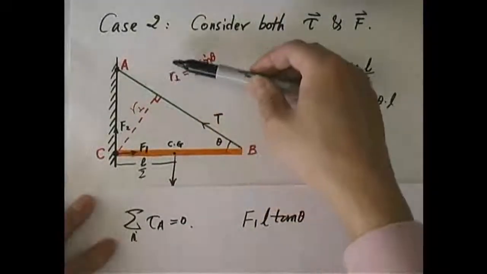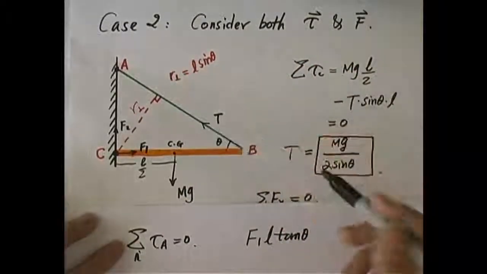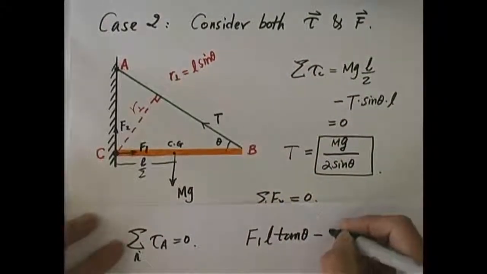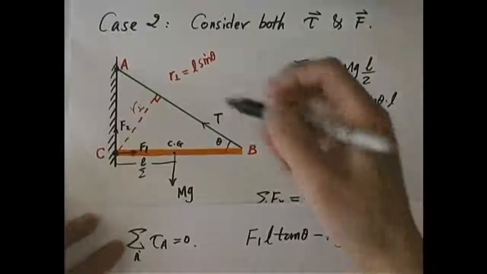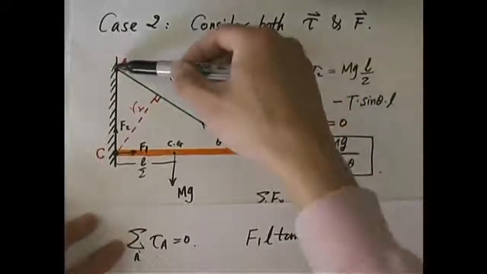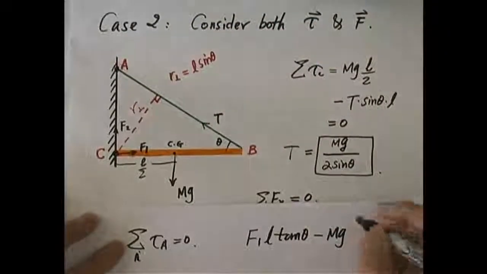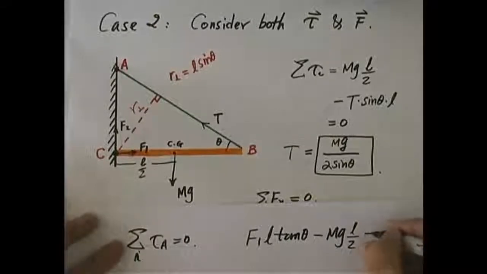About point A? Well, that would be mg. So how much is that? That will be minus, because it's clockwise, mg times the lever arm. What's the lever arm? Well, here is the line of action of mg. You drop a perpendicular. So what do you get? You get just half of L, L over 2. Now, that also equals 0.